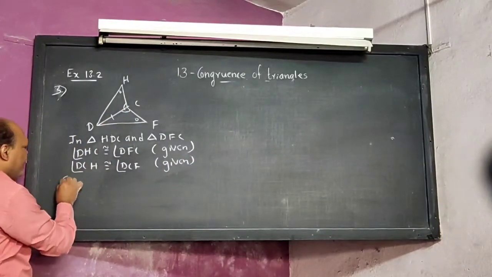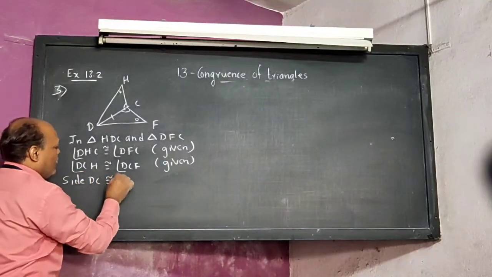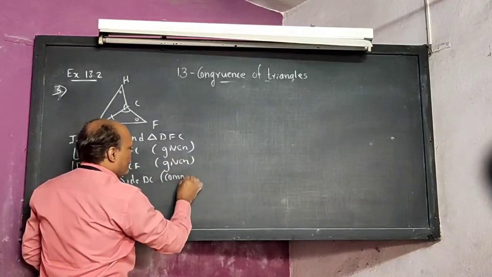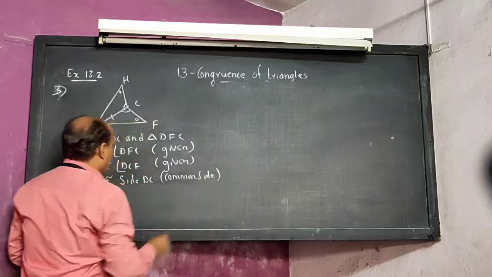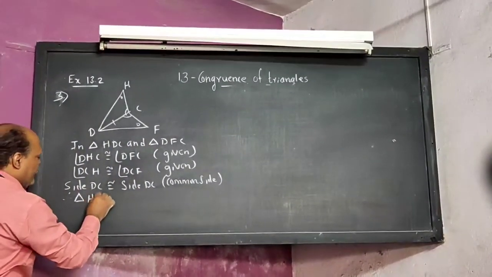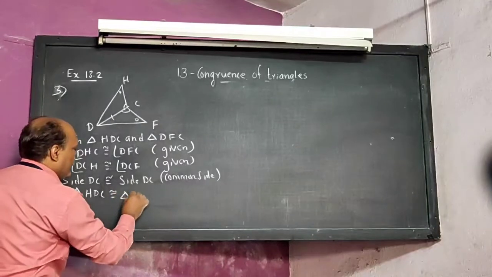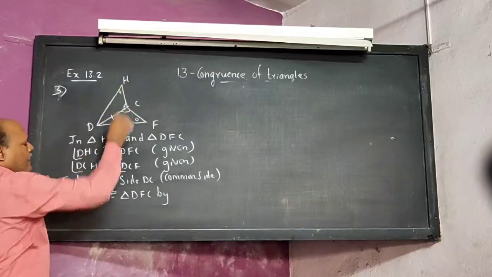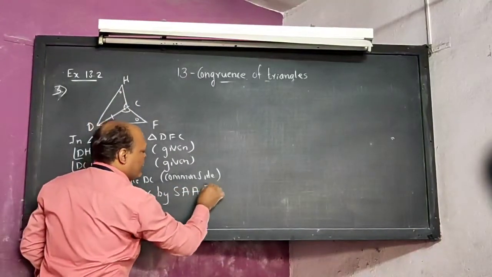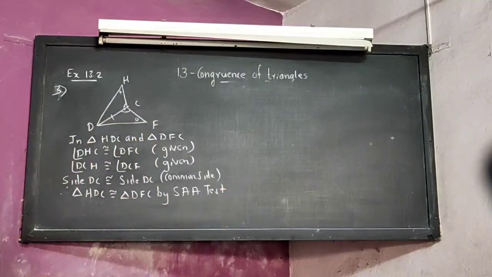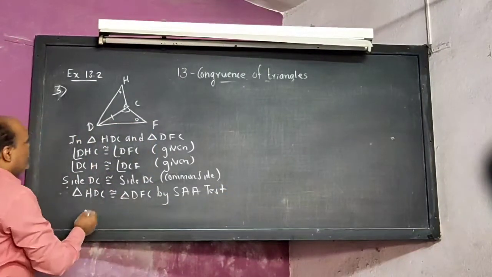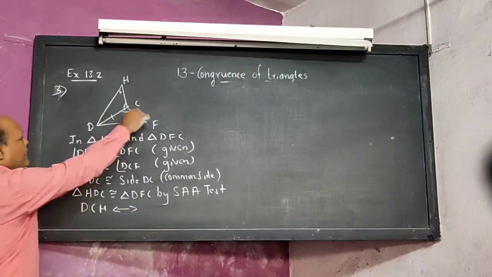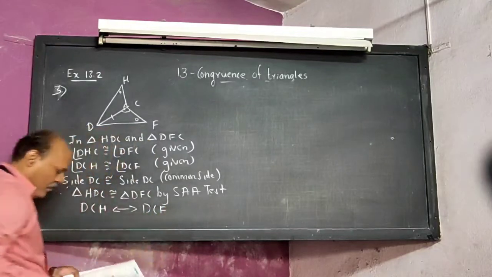Therefore side DC is congruent to side DC, that is the common side. Now therefore triangle HDC is congruent to triangle DFC by which test? Side angle angle, that means the SAA test. Which test is it? SAA test. Now, the one-to-one correspondence between the vertices: DCH corresponds to DCF. I hope all of you understood it here.